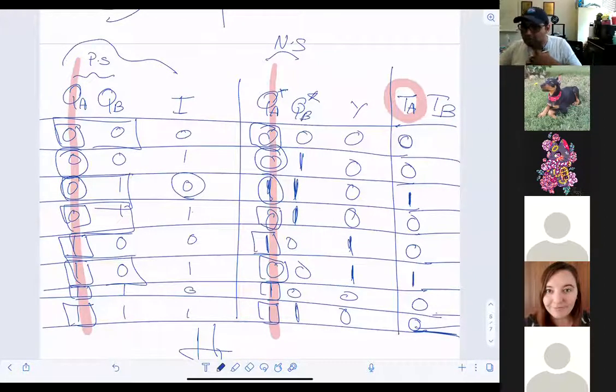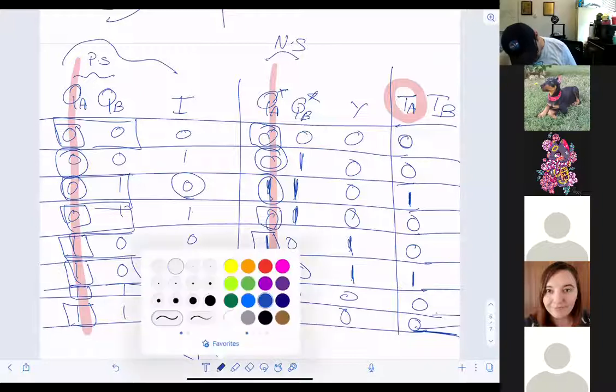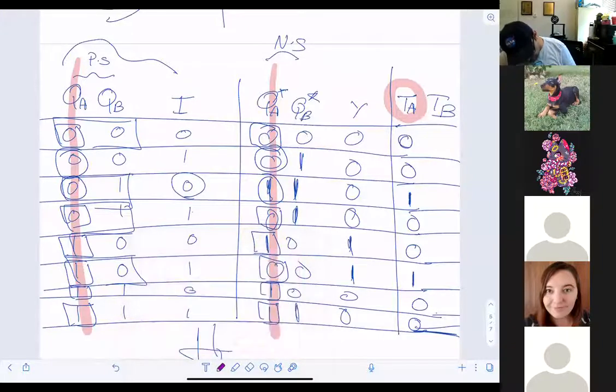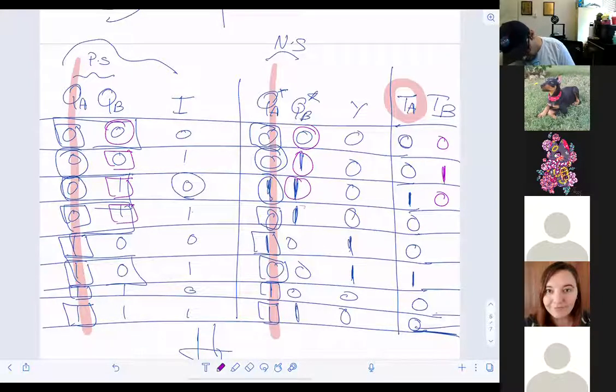Now I'm going to do the same thing for QB. So QB: 0, 0, 0, 0, 1, 1, 1, 1, 0, 1, 1, 0. Then 0, 0, 0, 0, 0, it's going to be 0. 1, 0, it's going to be 1. 1, 1, it's going to be what? 0.